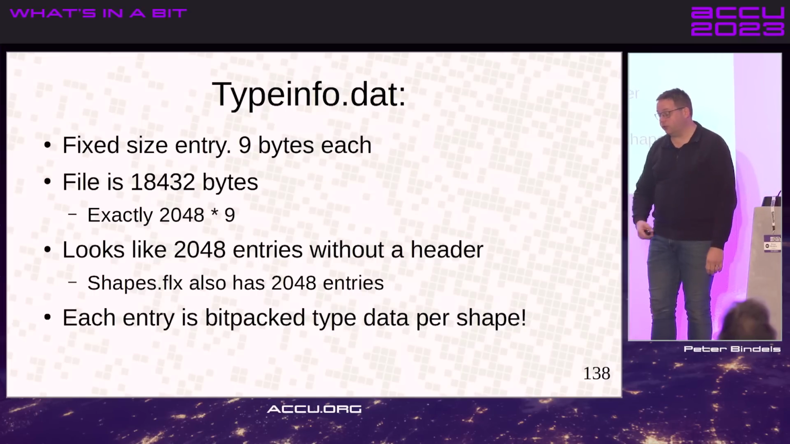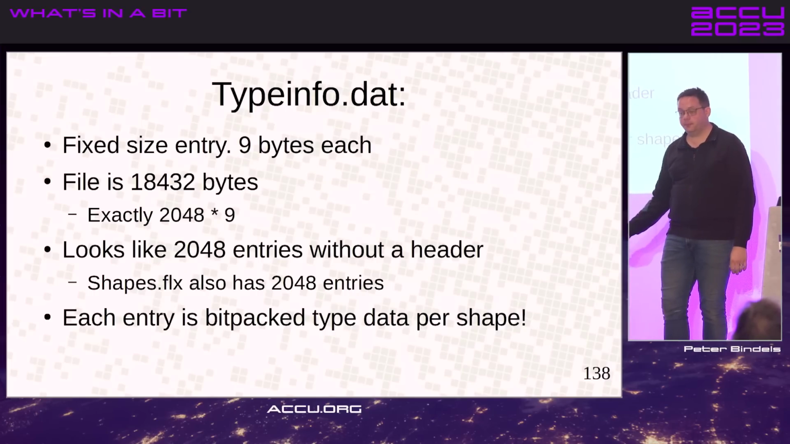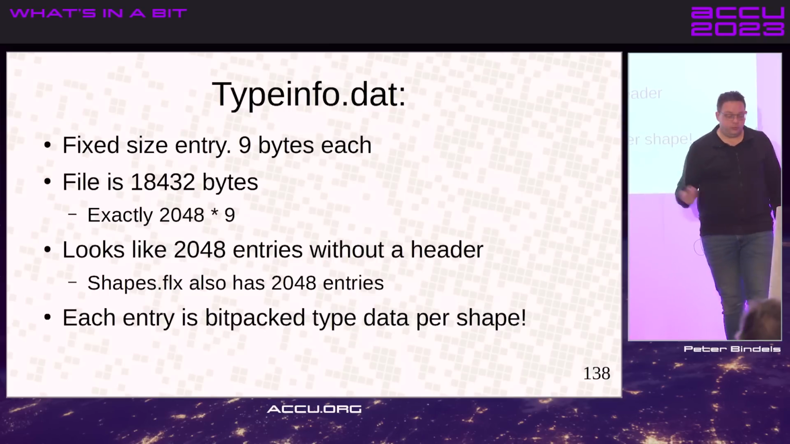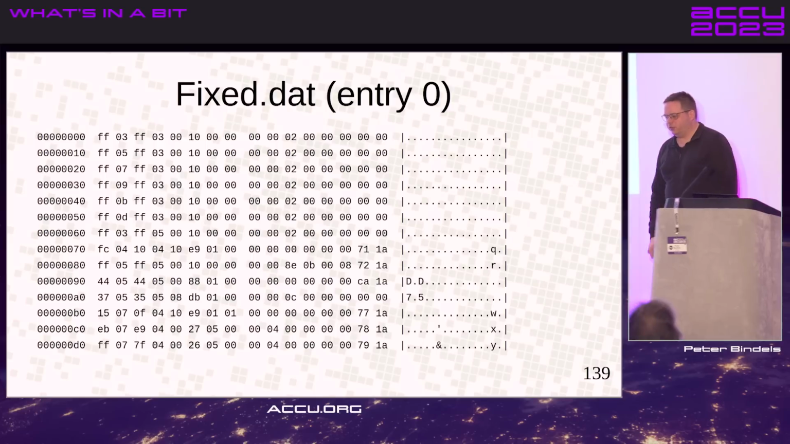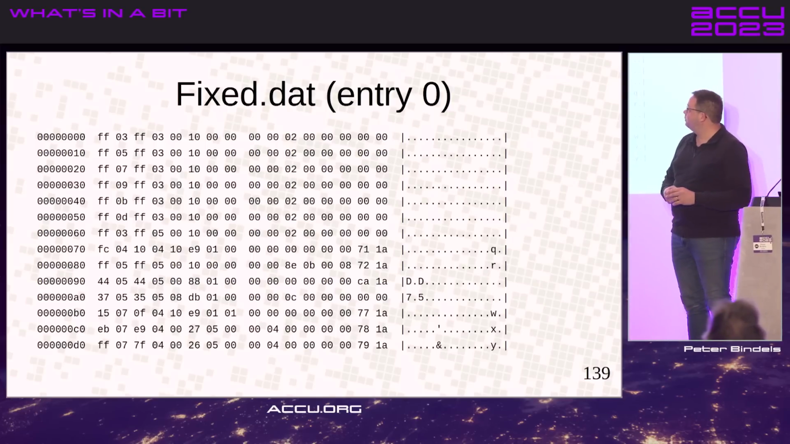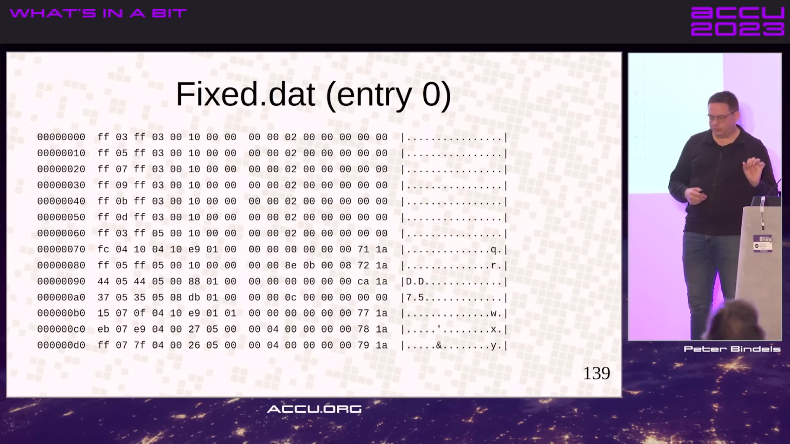And each of these turns out to have bitpack type data per shape. Now in Ultima 8, these used to be 8 bytes, so it isn't quite a direct match, but it sort of matches. Then we look at fix.dat. I'm going to be speeding up a little bit. I see I have very little time left.